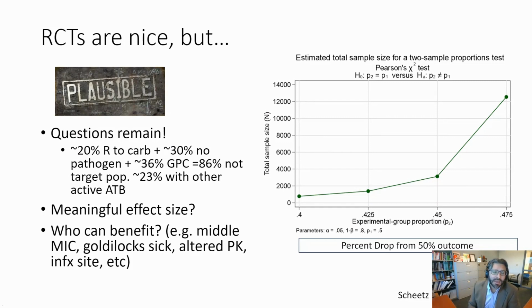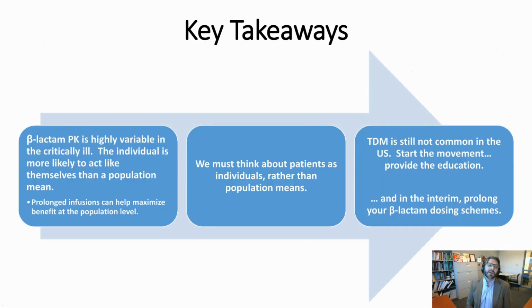They have the chance at looking at clinically meaningful differences. This first study was a very great step in the right direction, but I don't think that we can take no benefit as no ever benefit. Rather, it was just not seen in a patient population that was not expected to benefit in the first place. So the key takeaways here are that beta-lactam pharmacokinetics are highly variable. We see this really amplified in the ICU patient population. I think we really need to start thinking about our patients as individuals rather than these population means. And if you don't have the ability to treat your patients as individuals, using prolonged infusions for beta-lactams is probably the best that you can do to getting patients the best chance of success with their antibiotic.